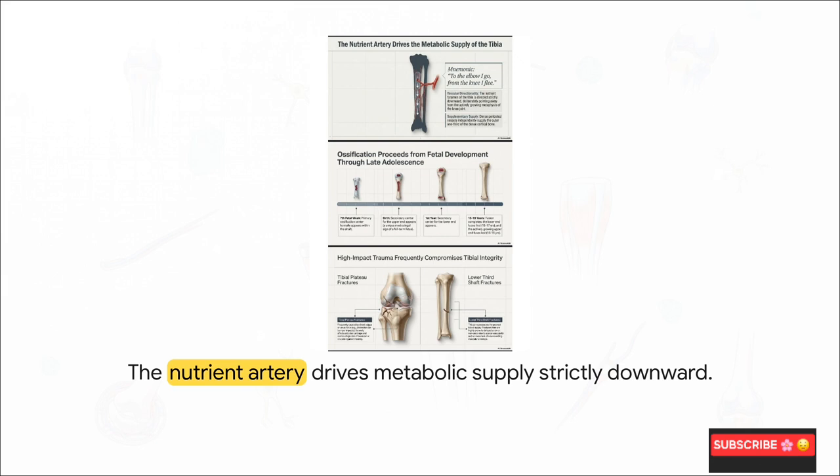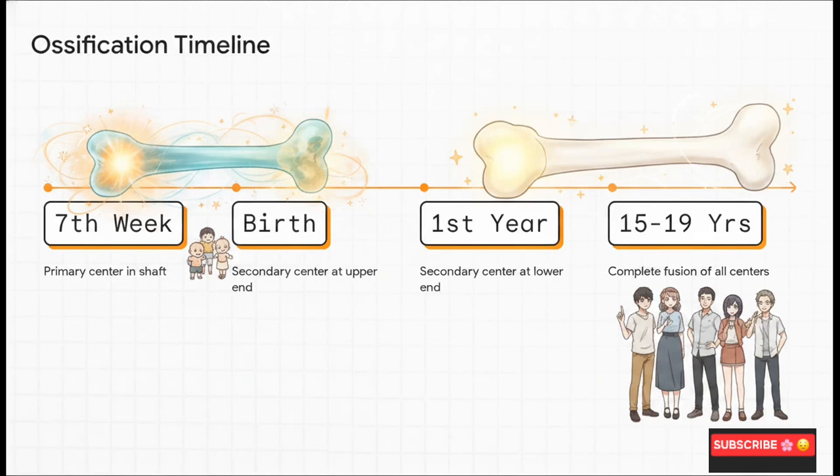This internal supply is then supplemented by dense periosteal vessels on the outside, feeding the outer third of the hard cortical bone. As for ossification, it proceeds in a very predictable linear timeline. The primary ossification center appears right in the middle of the shaft around the 7th fetal week.